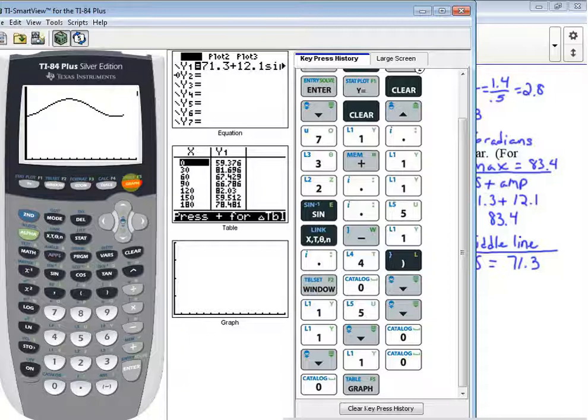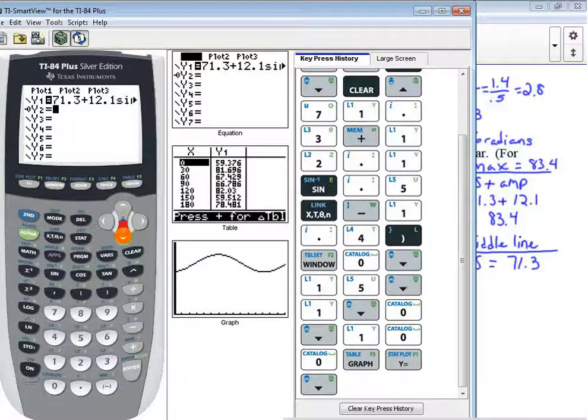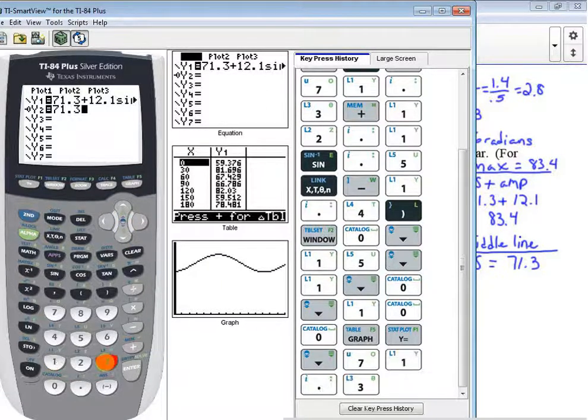And so it looks like a cosine curve, but it's a sine curve that has been shifted. There's your phase shift, so you can kind of see the sine curve too. There's the shift. My vertical shift will give me my new x-axis. So I'm going to go into y2 and make that 71.3, so I can see my new axis.